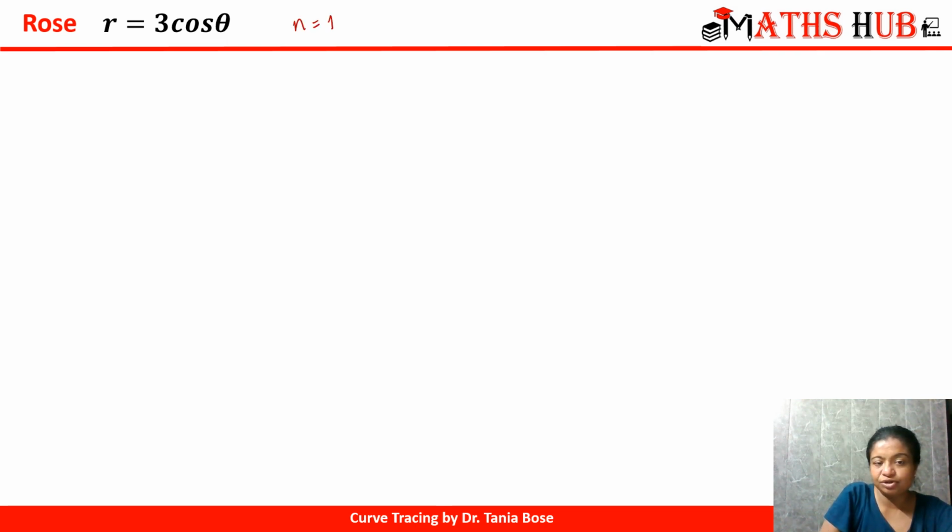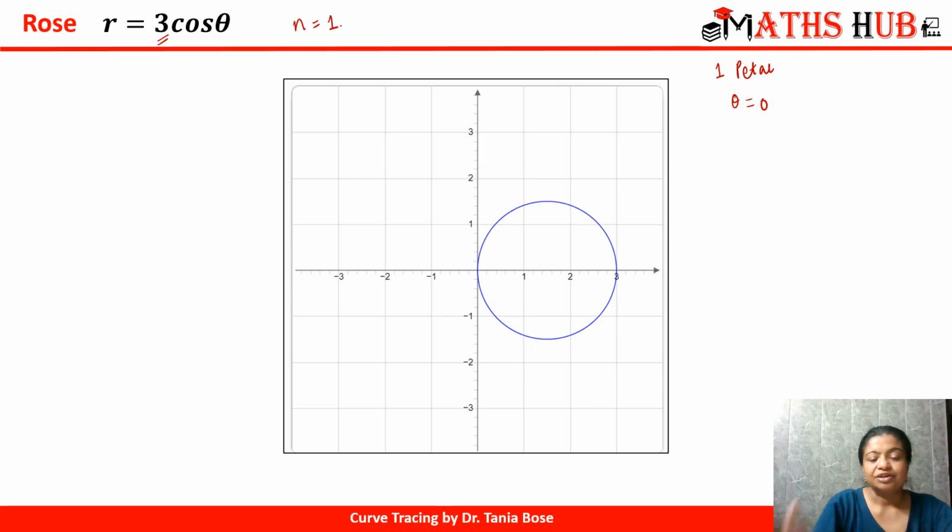So let us take the first case, when the equation of the rose is r is equal to 3 cos theta. So what is n here? If you check, n is equal to 1. That means it will have just one petal, right? This is the first thing that we will decide. And the petal will start at theta equal to 0, right? And what is 3 here? 3 will denote the radius of that petal, right? You can say that the point where it will cut the axis would be the point 3, right?